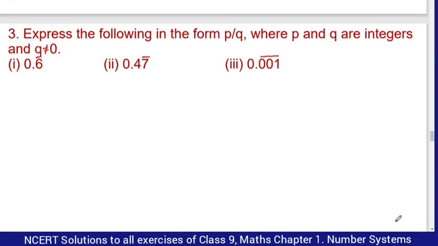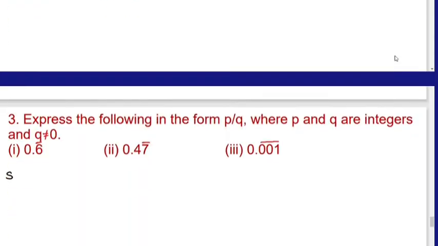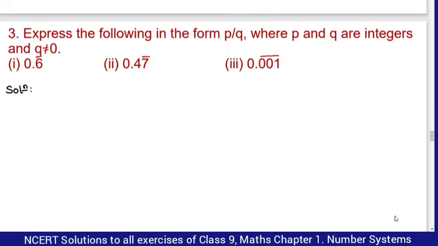Question number 3. Express the following in the form p by q, where p and q are integers and q is not equal to 0. We will solve one by one. Solution for the first one.